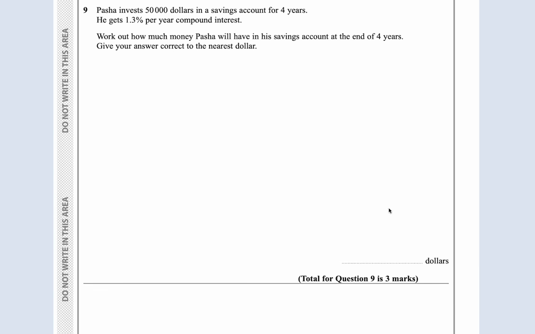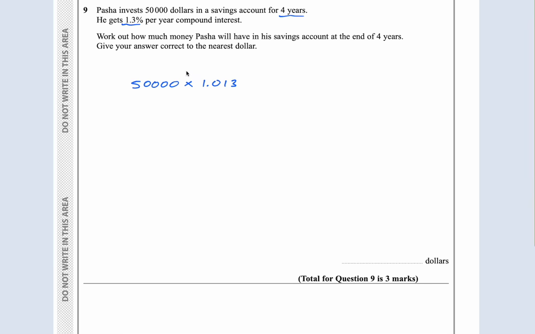Question 9. Pasha invests $50,000 in a savings account. He gets 1.3% per year compound interest, for 4 years. How much money will Pasha have in his savings account at the end of the 4 years? Right, this, guys, is another fairly straightforward question that everyone should be able to do. I multiply by 1.03 to increase it. Sorry, I got that wrong. So maybe not everyone.